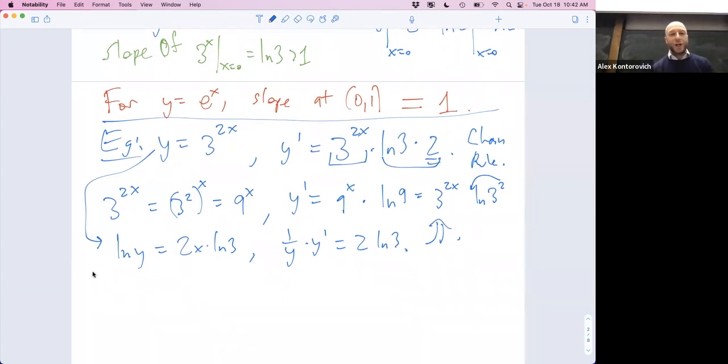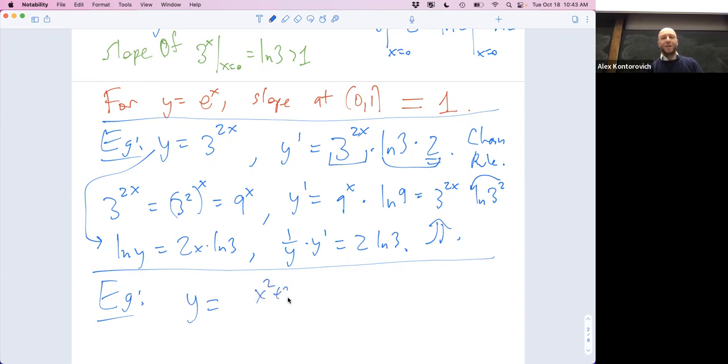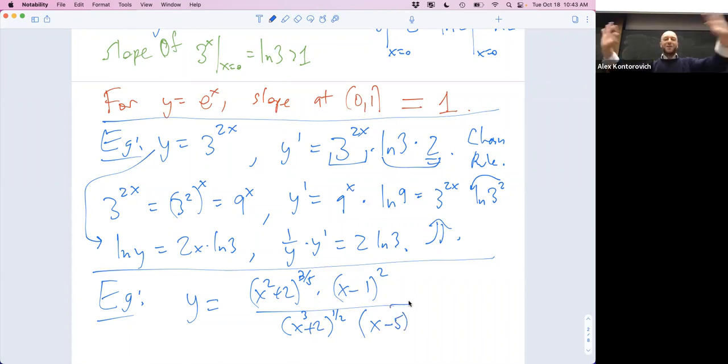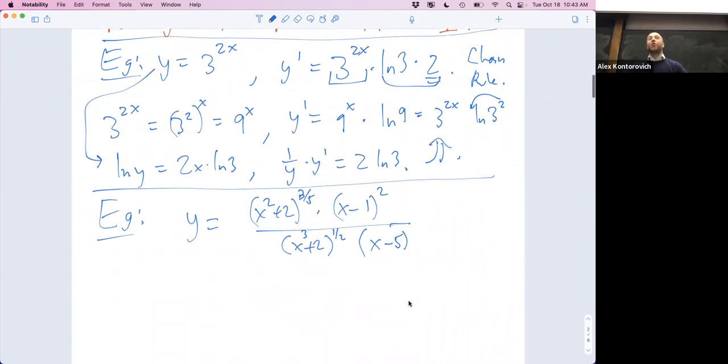Okay, speaking of logarithmic differentiation, I got it right that time. Here's the type of example where it's really good to have logarithmic differentiation. Let's make up some really ugly function. x squared plus 2 to the 3/5 times x minus 1 squared over x plus 2, x cubed plus 2 to the 1/2. I don't know, like another thing. No, you've had enough. Okay, x minus 5, right? Imagine differentiating this monstrosity using quotient rule and then product rule and then chain rule on steroids. It would take you 10 minutes to write all of this out.